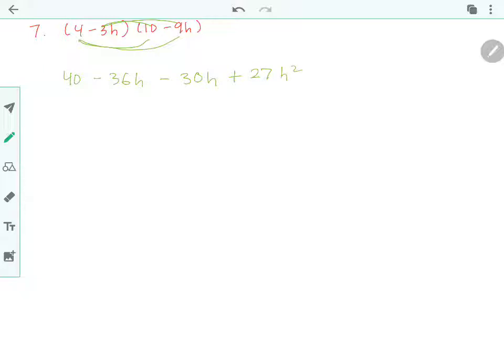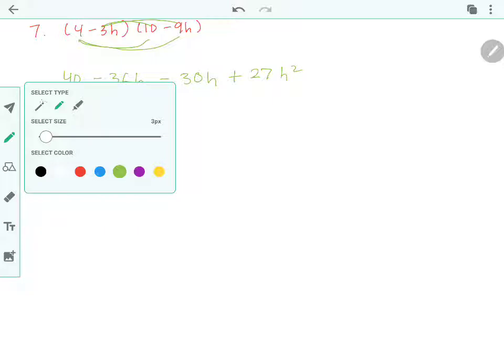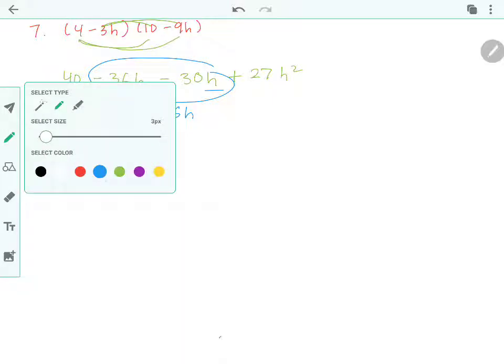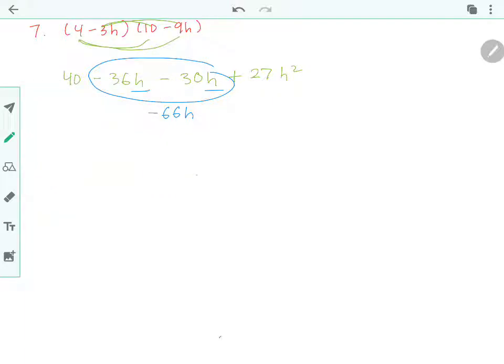Now look at the like terms there. We have like terms here, the eighths terms. So it equals negative 36 minus 30, which means I have negative 66 eighths. Okay, so we just need to rewrite the answer there. So I have 40 minus 66h plus 27h squared.